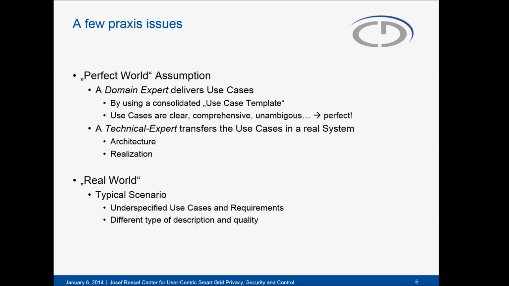Unfortunately, as you know, we are living in a real world, so the typical scenario is one like the following. So we have underspecified use cases and requirements, and all of them are of different types of description and different quality. And so we have to find a suitable way to develop a good system despite that. The key to success here is the implementation of an adequate requirements engineering. So requirements engineering is one of the most critical and quite complex tasks, and going through this in detail here would exceed the tutorial's scope by far. So I won't talk about this here in too much detail.